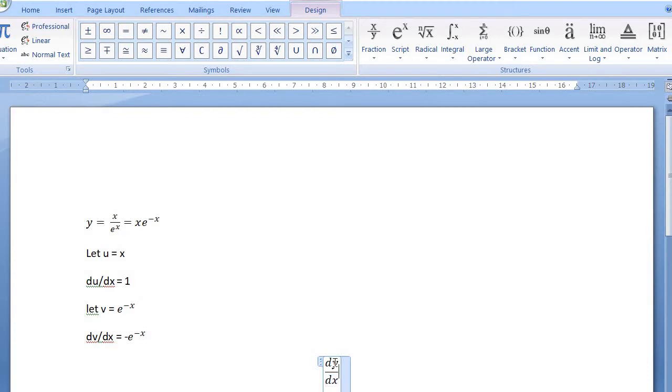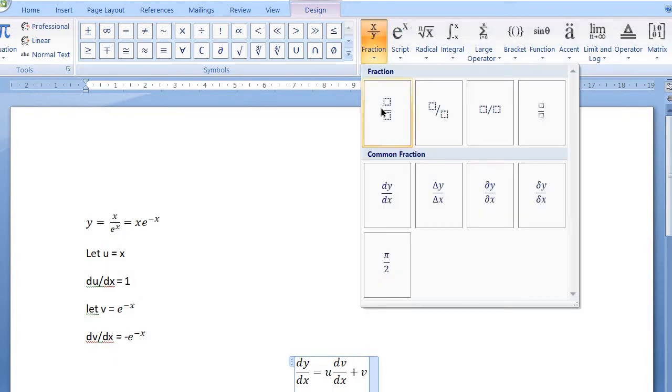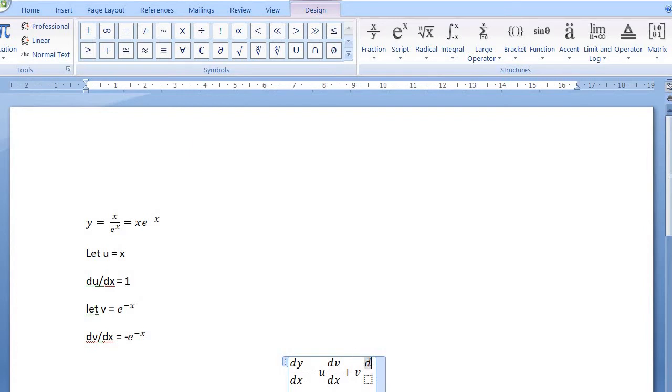dy dx equal to, we'll just use that u dv dx plus v du dx, which is equal to x negative exponential power negative x plus exponential power negative x multiply 1.